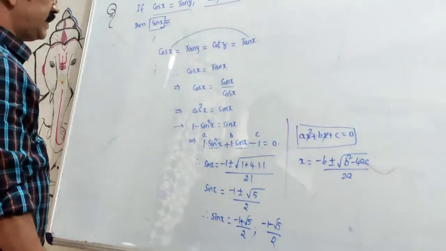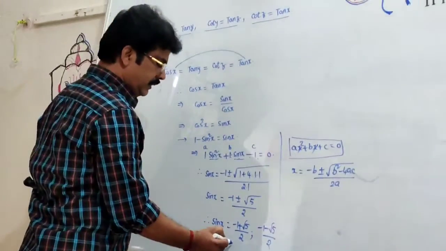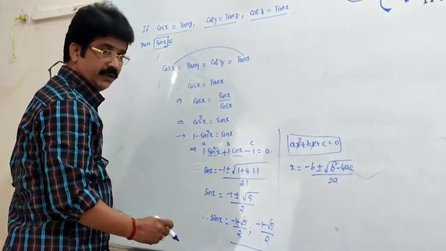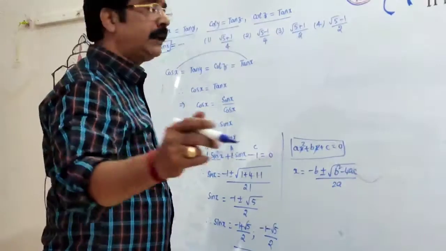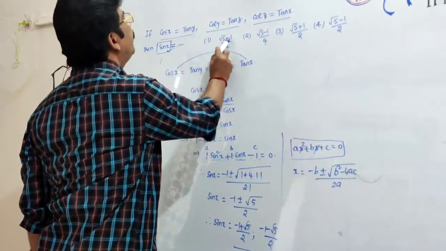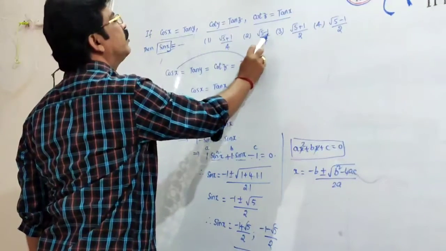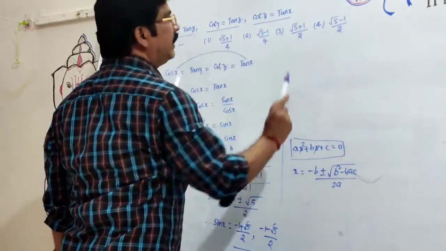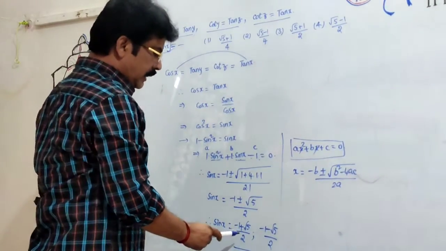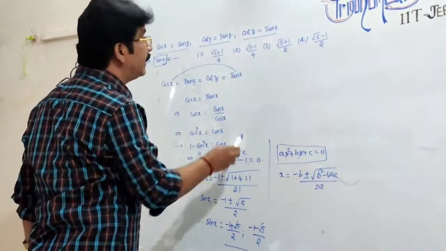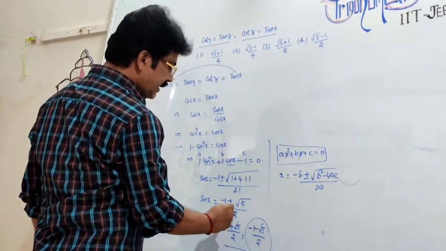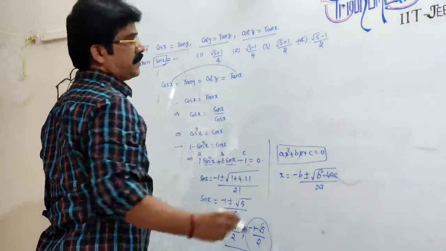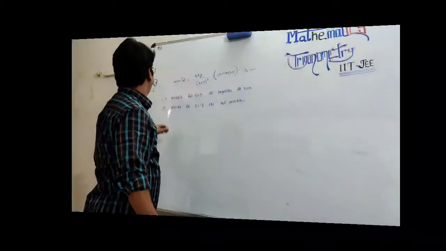Is there any other condition? Depending on the options, we have to select the values. The options given are root 5 plus 1 divided by 4, root 5 minus 1 divided by 4, root 5 plus 1 divided by 2, and root 5 minus 1 divided by 2. So this option is clearly not there, ignore it. Root 5 minus 1 by 2 is in the fourth option. Hence, the fourth option is right.